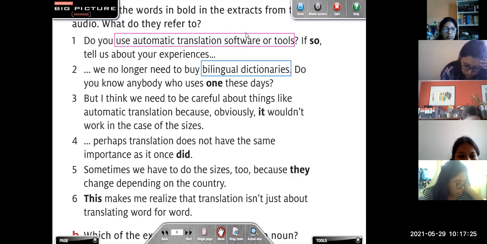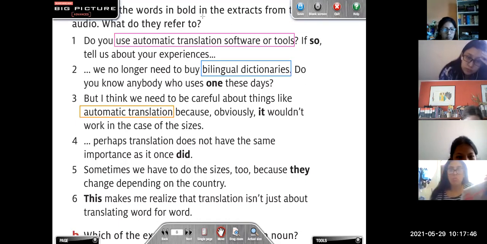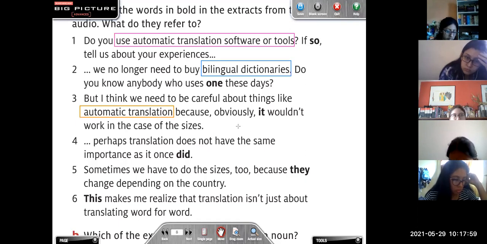What about this one? It says, about automatic translation. Automatic translation, very good. Number four, perhaps translation does not have the same importance as it once did. What about "did"? The importance that translation once had. Yes, very good. It had the same importance, right? Very good.